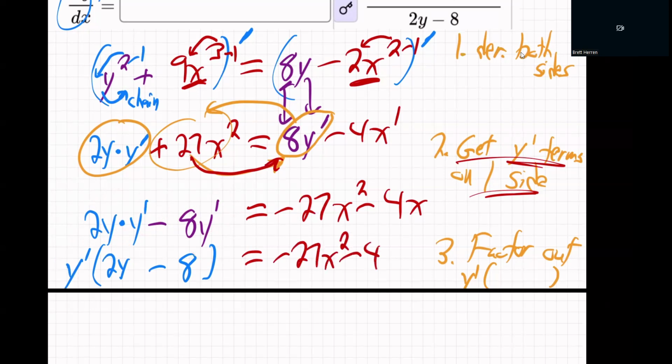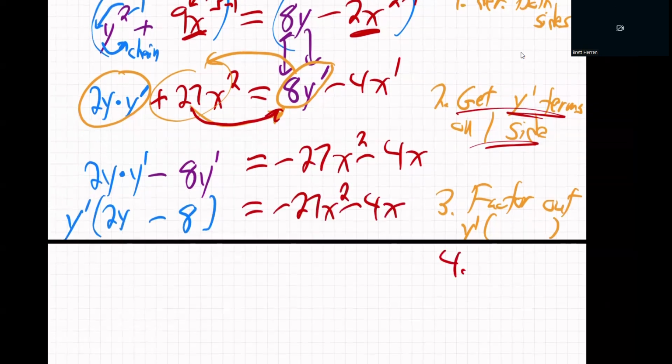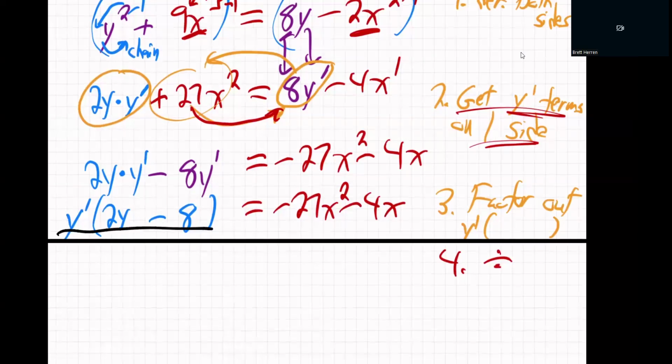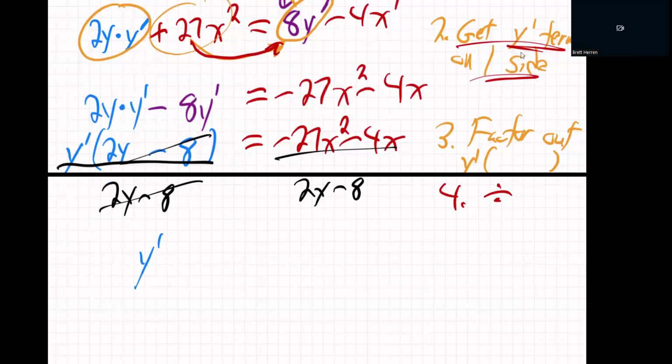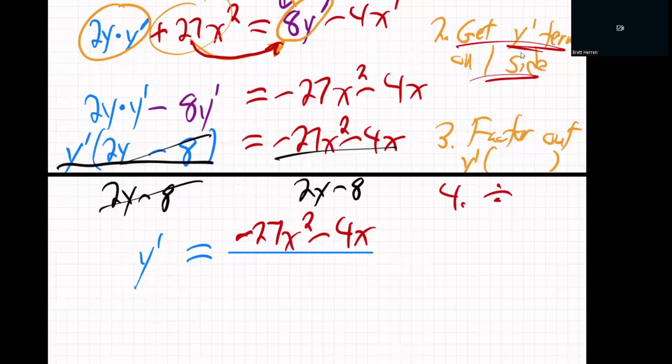And last step, divide. Now we're just going to divide by 2y minus 8. We're trying to get y prime alone, right? So y prime is alone. What is it? It is minus 27x squared minus 4x all over 2y minus 8. Careful that your y's don't look like x's like mine does right there. That's our answer.